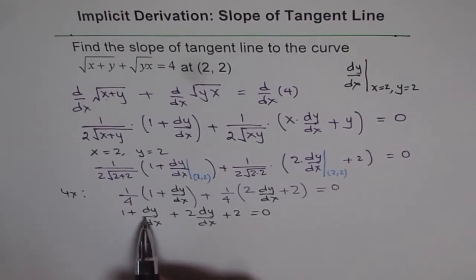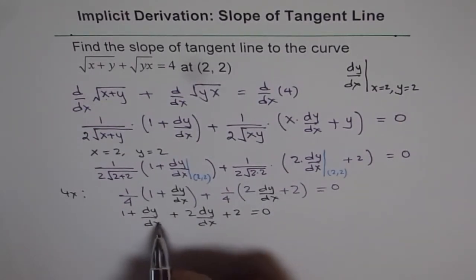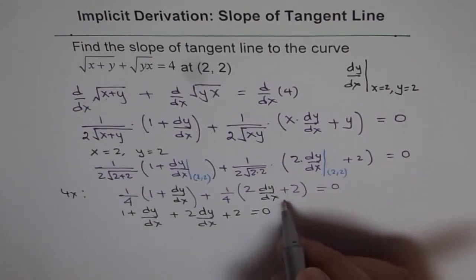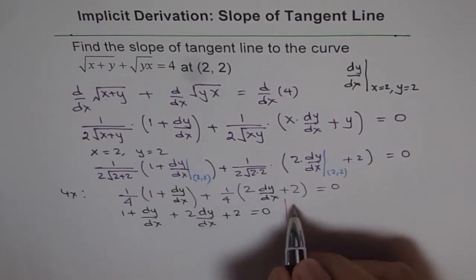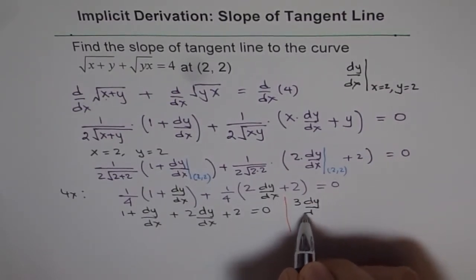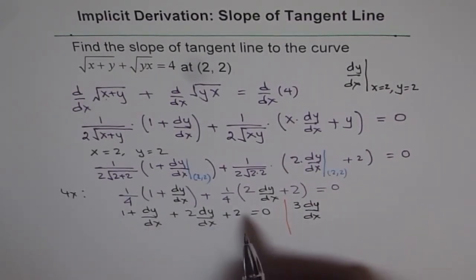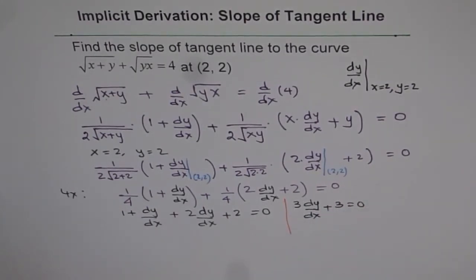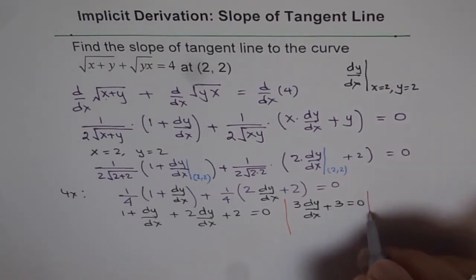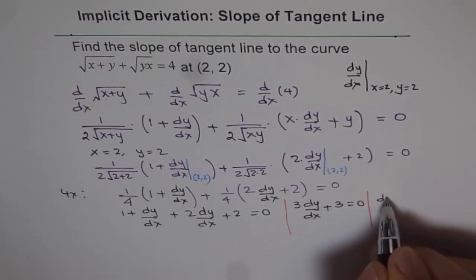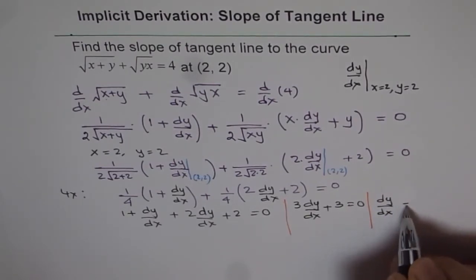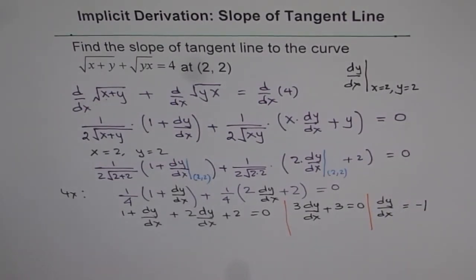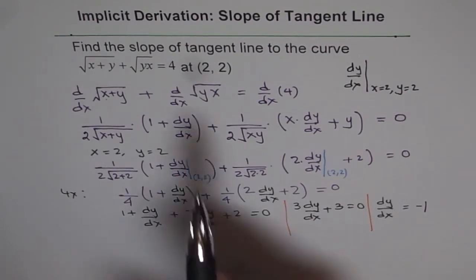Now here 1 dy/dx and 2 dy/dx, that means we have 3 dy/dx, correct? So we'll continue like this. We have 3 dy/dx, and here 1 plus 2 is 3, right? Which I'll take to plus 3 equals 0, and this implies dy/dx is equal to minus 1. So we get our answer. dy/dx is minus 1 for us, and that is the slope of the tangent line to the curve given to us at (2, 2).